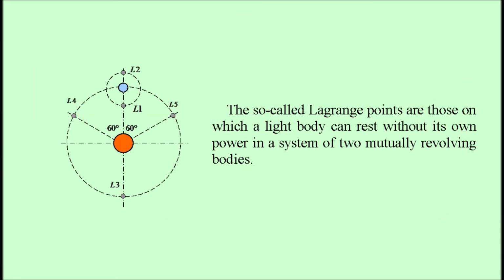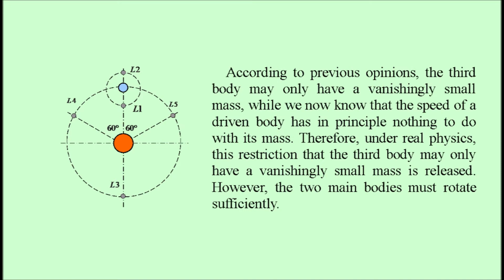The so-called Lagrange points are those on which a light body can rest without its own power in a system of two mutually revolving bodies. According to previous opinions, the third body may only have a vanishingly small mass, while we now know that the speed of a driven body has in principle nothing to do with its mass. Therefore, under real physics, this restriction that the third body may only have a vanishingly small mass is released. However, the two main bodies must rotate sufficiently.